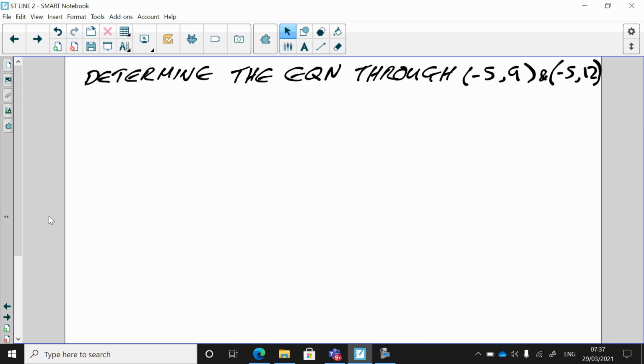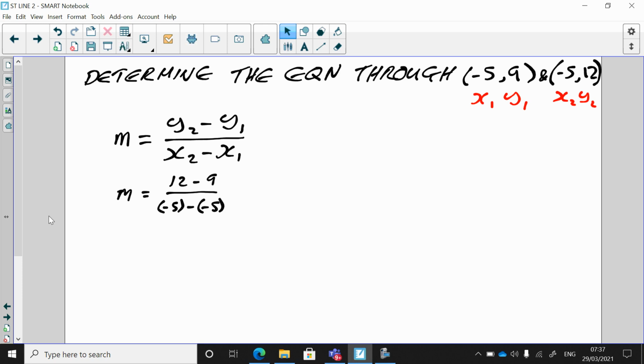Okay, going for another one here. So again, the coordinates are 2 points. You might spot something at the start here, I don't know. But we'll go for it. I've labelled it x1, y1, x2, y2. There's my gradient. Let's get the numbers in. Oh, be careful, we'll get negatives there. 12 take away 9 is 3. -5 take away -5. Well, that's something take away itself. So on the top, I should have 3, and on the bottom, I should have 0.